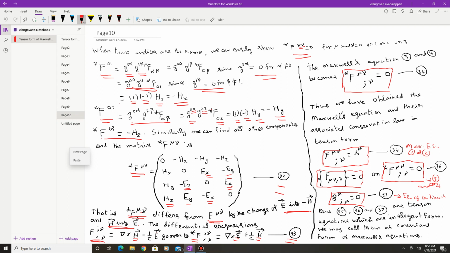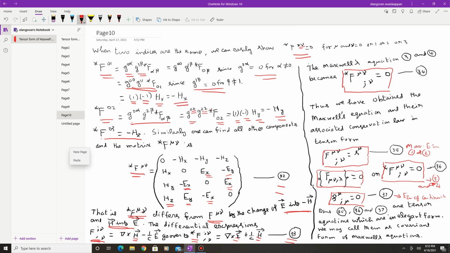Equations 35, 36, 37 are the tensor equations. 35 represents Maxwell's equations 1 and 2, which is a tensor equation, and for 36 there are two forms. Either this can be expressed in the antisymmetric form F mu nu comma lambda is equal to 0, or star F mu nu semicolon nu is equal to 0. Both are tensor equations. 36 represents Maxwell's equations 3 and 4. And equation 37 represents the equation of continuity.